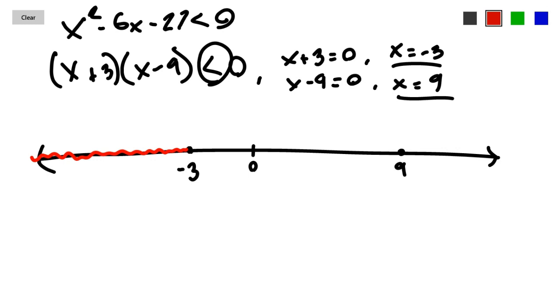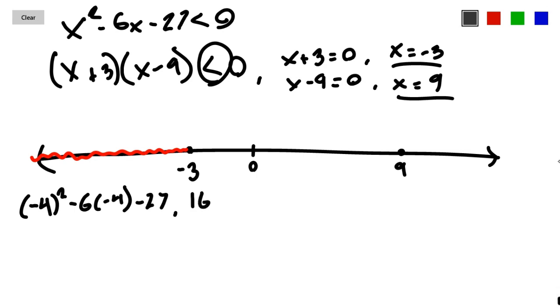We're going to pick a value in that interval, plug it into the original inequality, and see if we get something that's less than 0. So here's what I'm going to do. I'm going to say negative 4. So negative 4 squared minus 6 times negative 4 minus 27. What is that going to give me? Negative 4 squared is 16. And then negative 6 times negative 4 gives me a plus 24. That's 40 minus 27. This comes out to a positive 13.